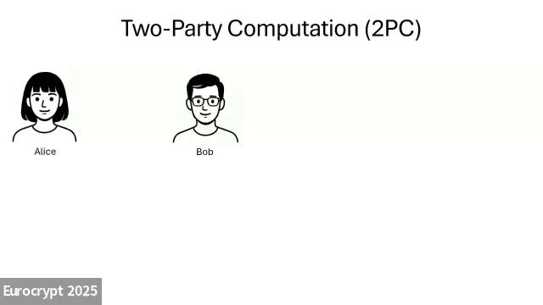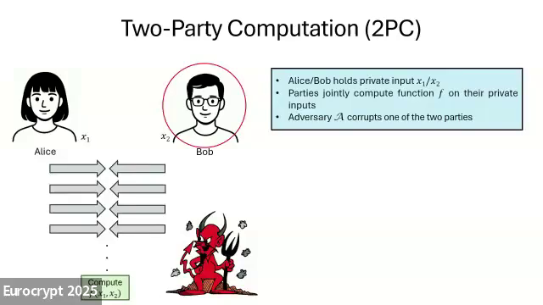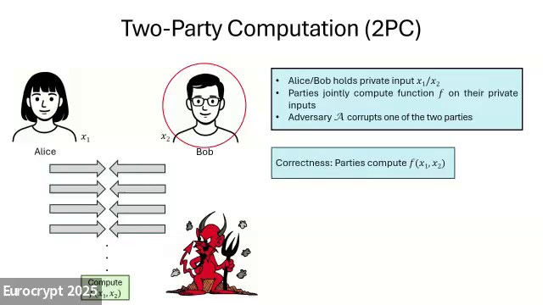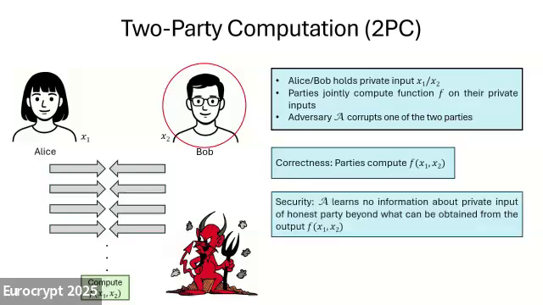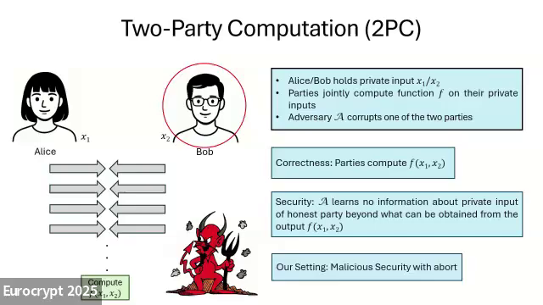Here you have Alice and Bob. Alice holds the input x1 and Bob holds input x2. And the parties want to jointly compute a function f on these inputs. And the adversary corrupts one of the parties. So in this slide, let us assume that Bob is corrupted. The correctness requirement is that if both the parties are honest, then the protocol should indeed give the correct output. And the security requirement is that if A corrupts Bob, then it should learn no information about x1 apart from what can be inferred from the output of the protocol. So in this work, as mentioned earlier, we consider the setting of malicious secure protocol with abort.